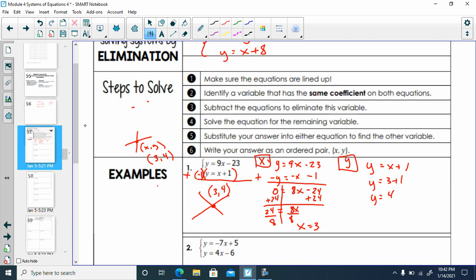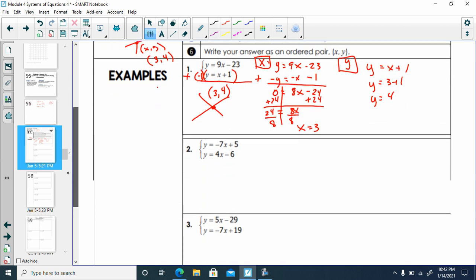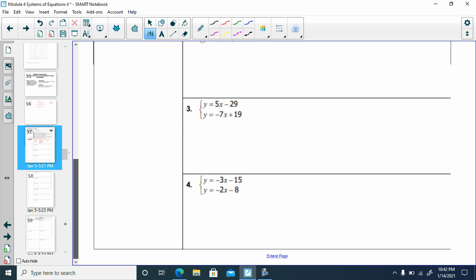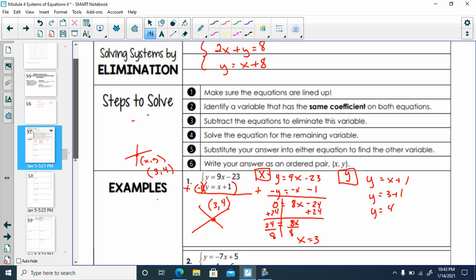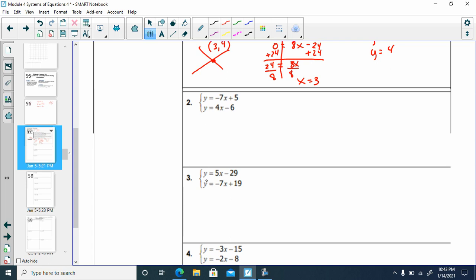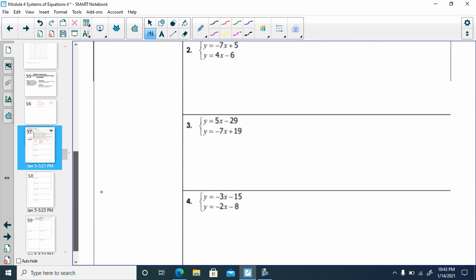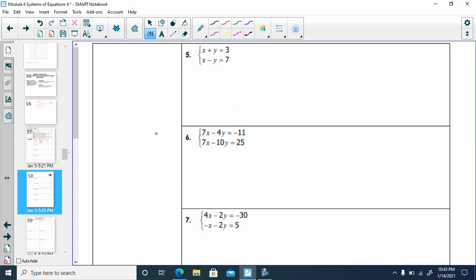Now, honestly, when it says x is equal to or y is equal to, I think you're better off with substitution. So I'm not going to work these that say x is equal to or y is equal to. I'm going to get over here to number 5, where we've got them lined up, and it doesn't say x is equal to or y is equal to. When it says x is equal to or y is equal to, see how these all say y is equal to? I think substitution is probably an easier path to go. Let's look at some, though, that don't have x is equal to or y is equal to.